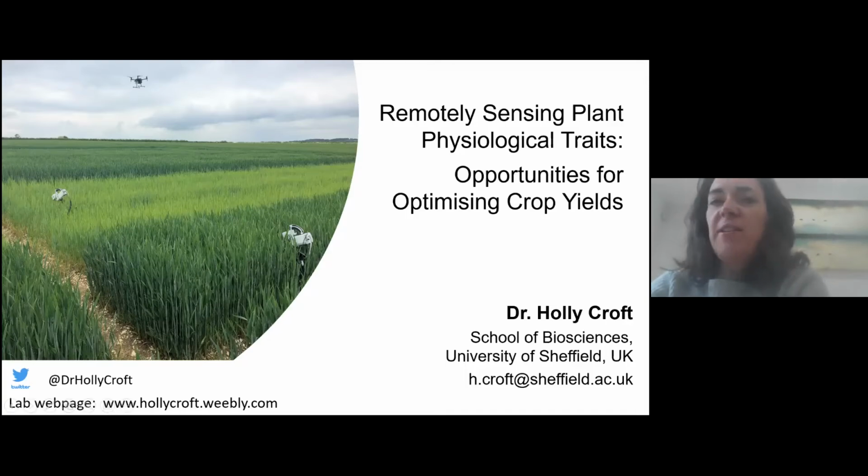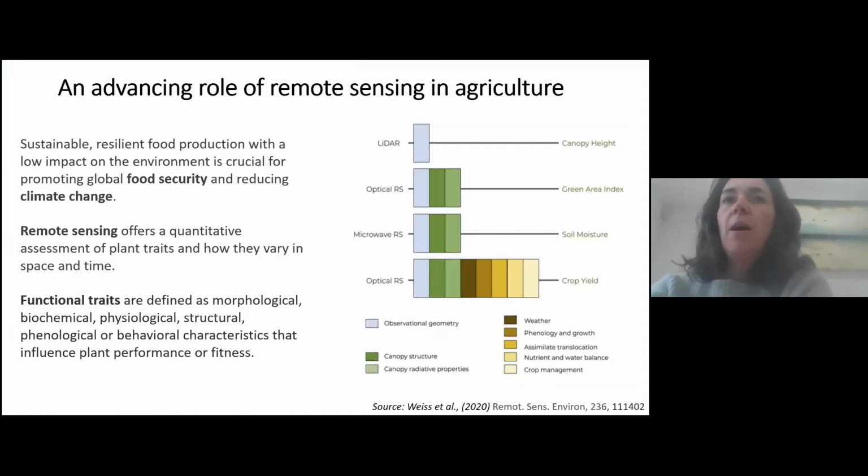I'm from the School of Biosciences at the University of Sheffield in the UK, and I'll be talking today about the importance of considering plant physiological traits and how we use remote sensing to get at that physiological information in particular, and then how we can use that to sustainably optimize crop yields. So sustainable and resilient food production is key for promoting global food security and reducing climate change.